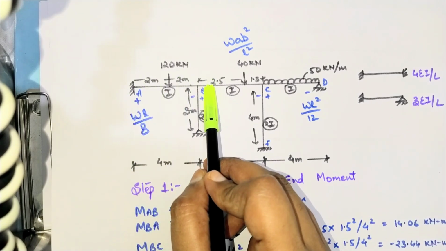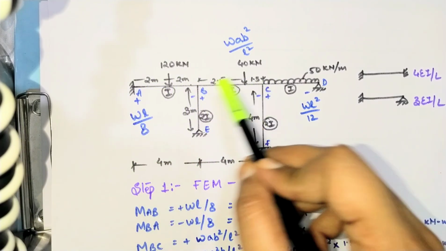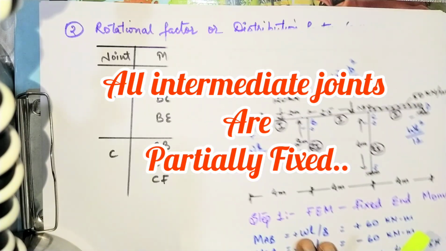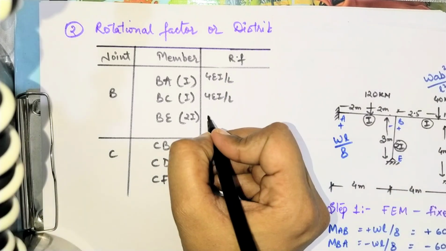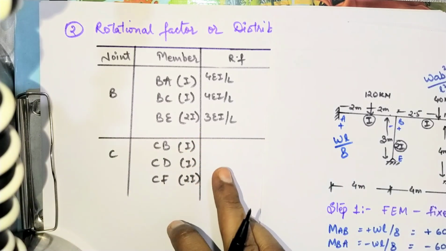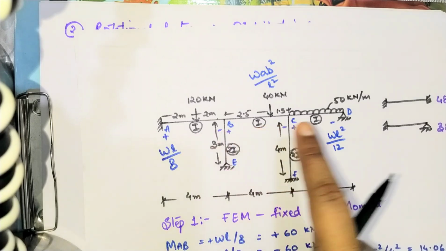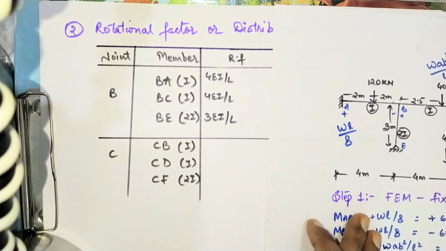So AB, these two are fixed. Since in a continuous beam all the intermediate joints behave like partially fixed joints, we'll be using this to find out all the RF. So BA and BC are fixed, and BE is hinged, so we'll be using 3 EI by L. Similarly for the C joint, 2 members are fixed, CB and CF, and CD is a hinged end. So we'll be writing accordingly.